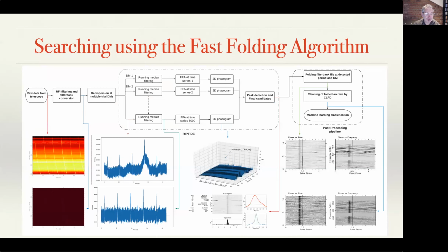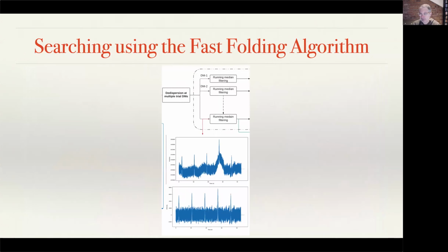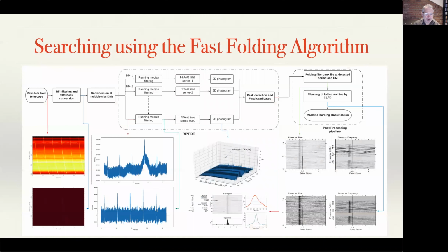So how does this process work? Well, we start in the same way, the same as we had for the single pulse search. We start with the same data. We do de-dispersion at multiple trial dispersion measures as before. Sorry, let me just step back. This is quite a bright pulsar just to demonstrate the process here. It works also for very weak pulsars.